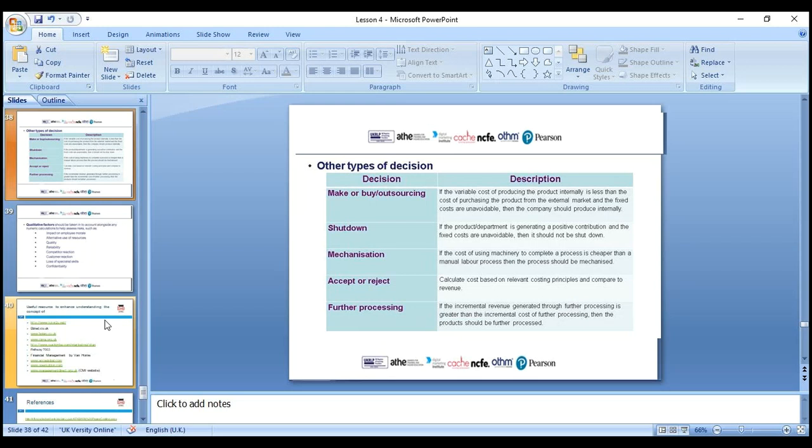If we shut down the business, there is always a cost involved as well. We need to look at mechanization, accept it, reject it. In terms of the cost, we look at whether any decision will make us accept or reject. We look at further processing. Sometimes we look at various other new costs that happen as well. Any decision we make, we always look at these things.